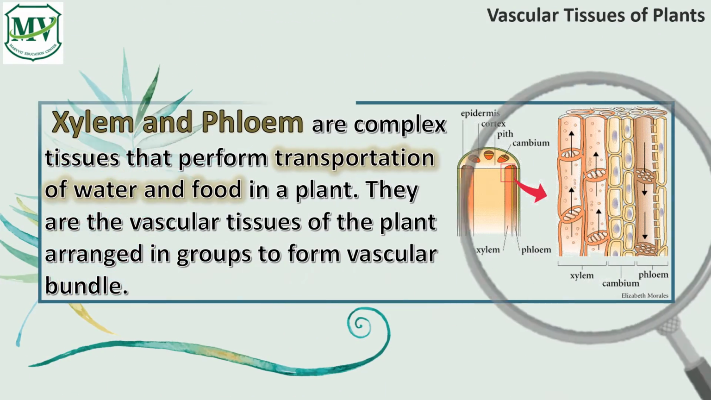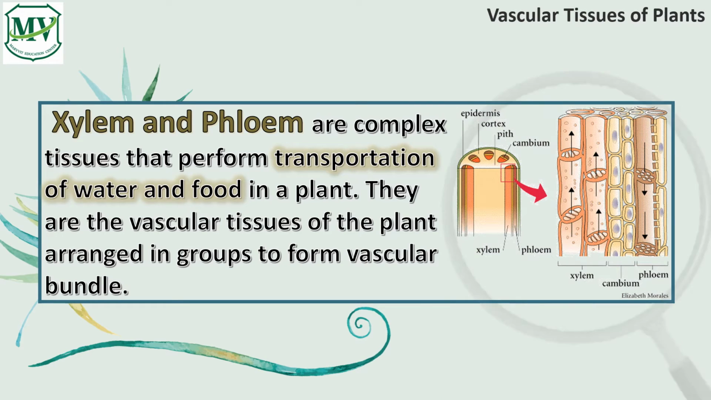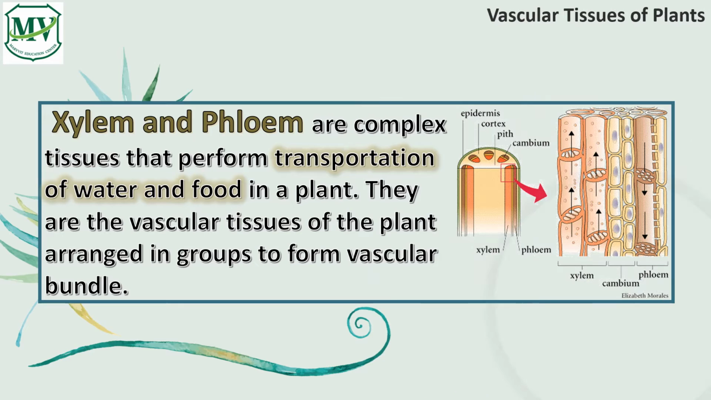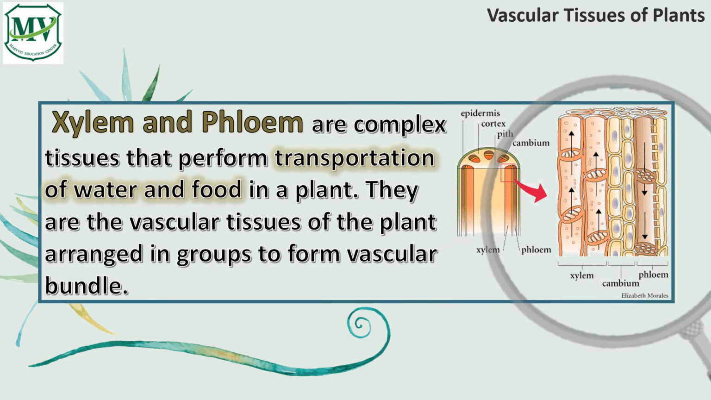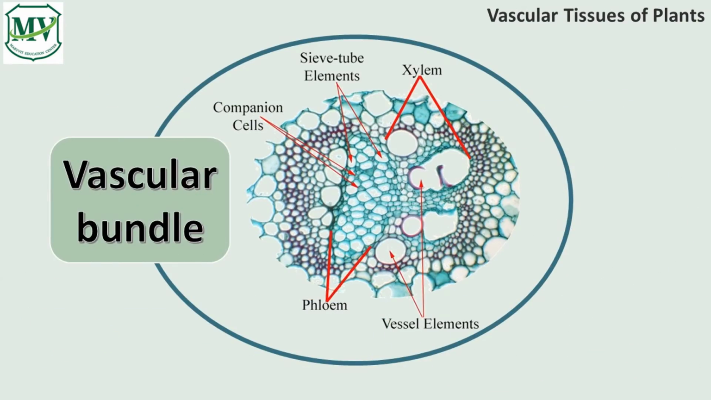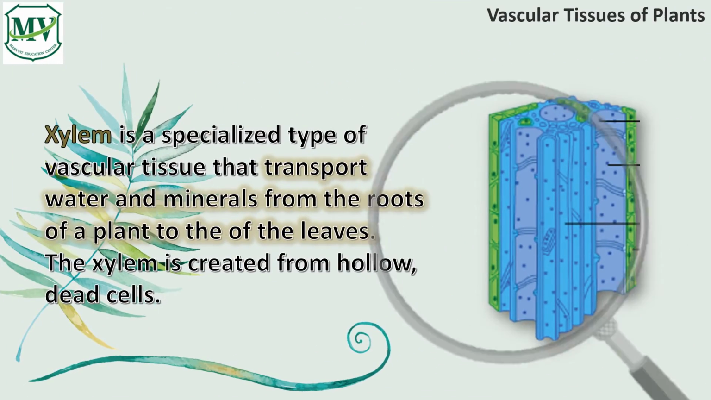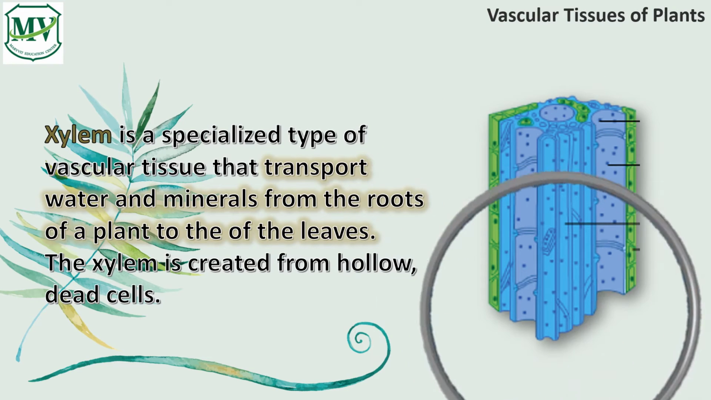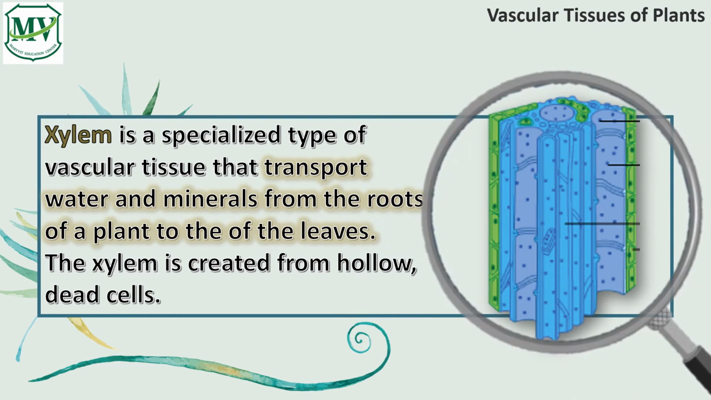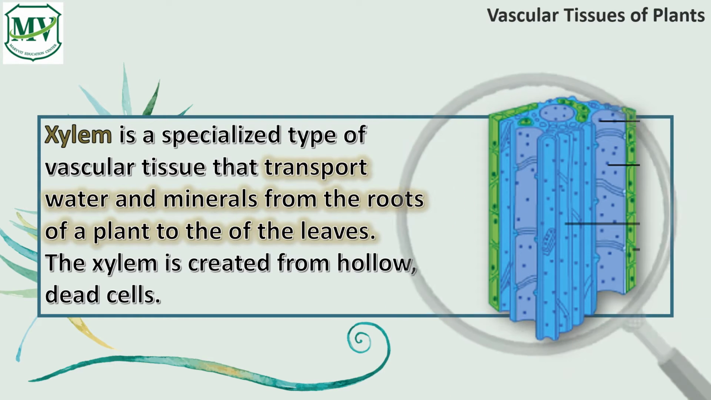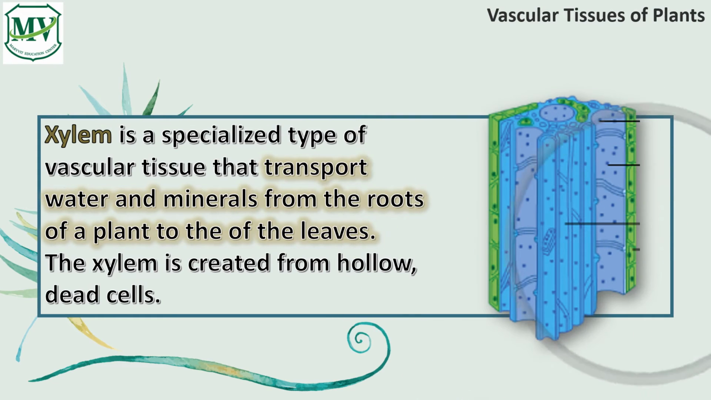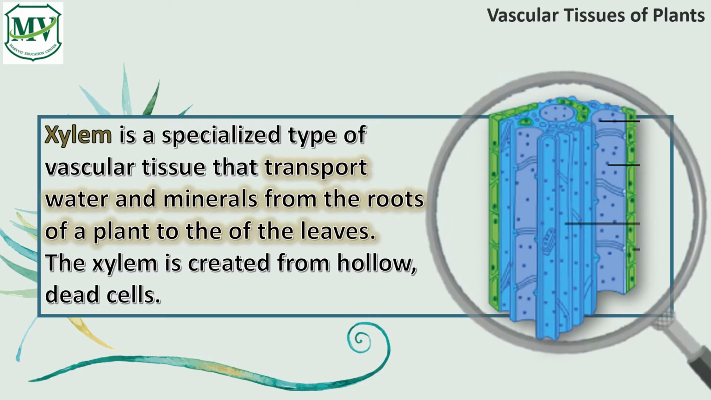Xylem and phloem are complex tissues that perform the transportation of water as well as other minerals and food substances in plants, where these tissues are arranged in groups to form the so-called vascular bundle. Now, let's take a closer look at each tissue. Xylem is a specialized type of vascular tissue that transports water and other minerals from the roots to the leaves. There are no end walls between its cells, and it is made up of hollow and dead cells.